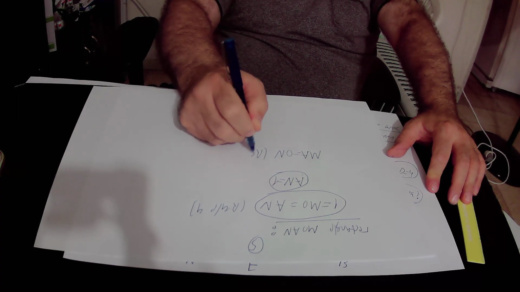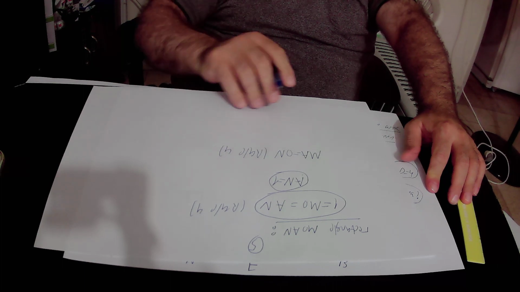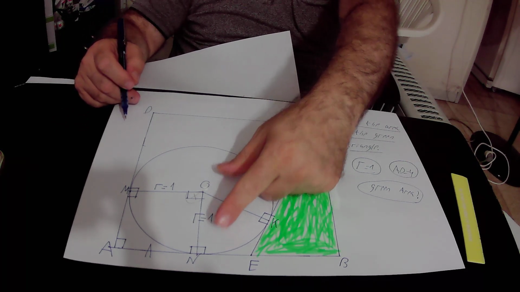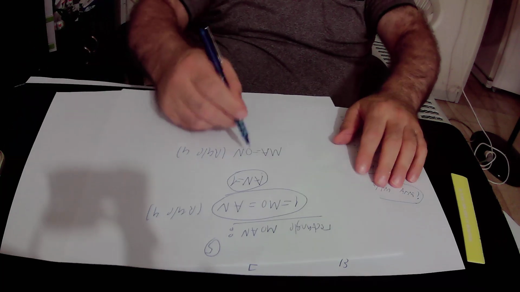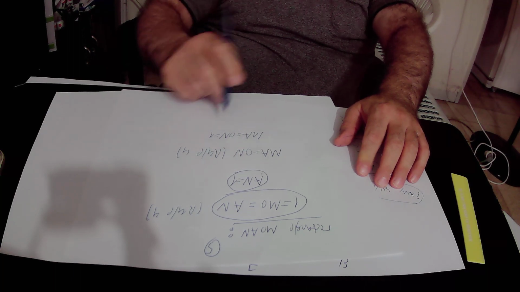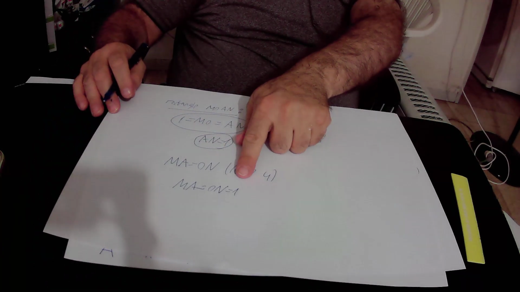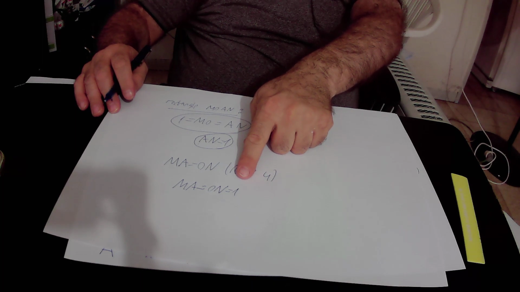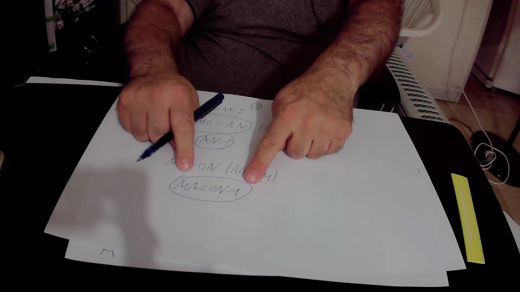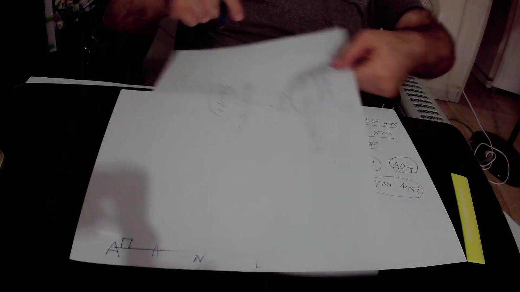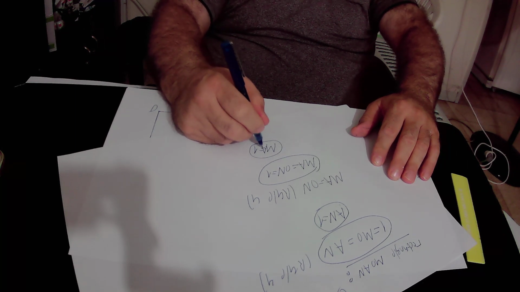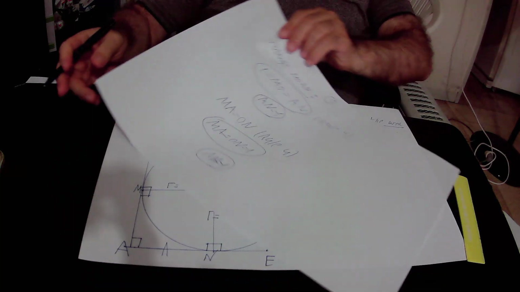According to rule number 4, of course, MA equals ON. But we have already found out that ON equals 1 unit. According to what we have already found, from this equality we will conclude that MA also equals 1 unit, okay? MA equals 1 unit.